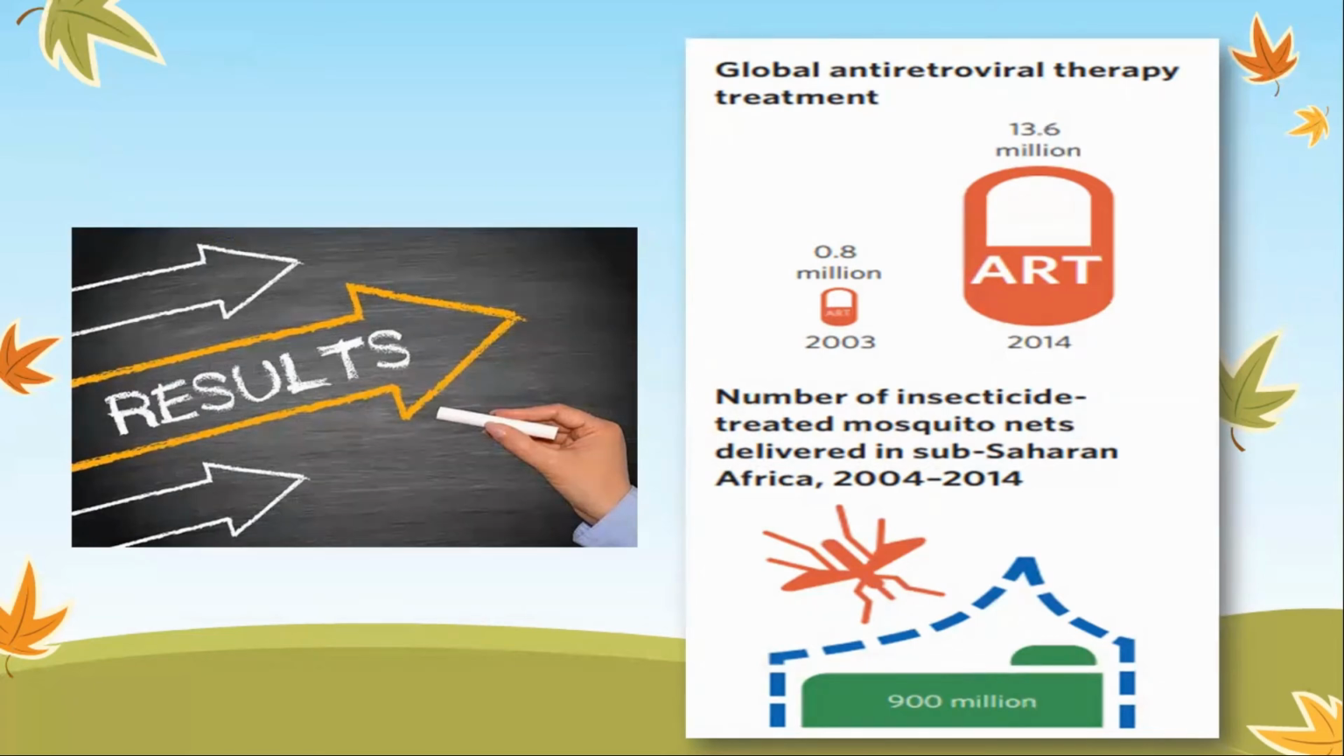More than 900 million insecticide treated mosquito nets were delivered to malaria endemic countries in sub-Saharan Africa between 2004 and 2014. Between 2000 and 2013, tuberculosis prevention, diagnosis and treatment interventions saved an estimated 35 million lives. The tuberculosis mortality rate fell by 45% and the prevalence rate by 41% between 1990 and 2013.